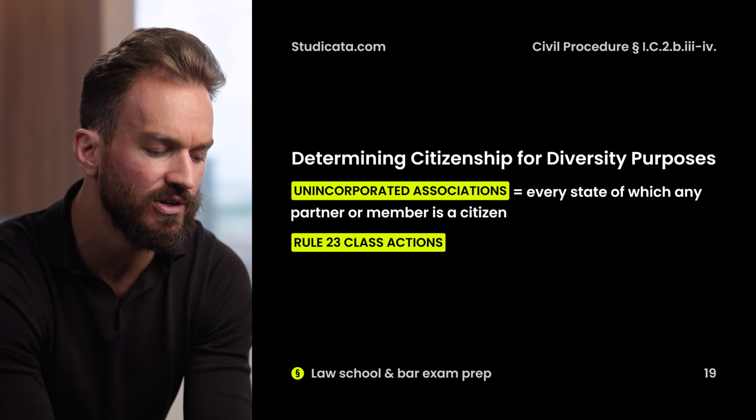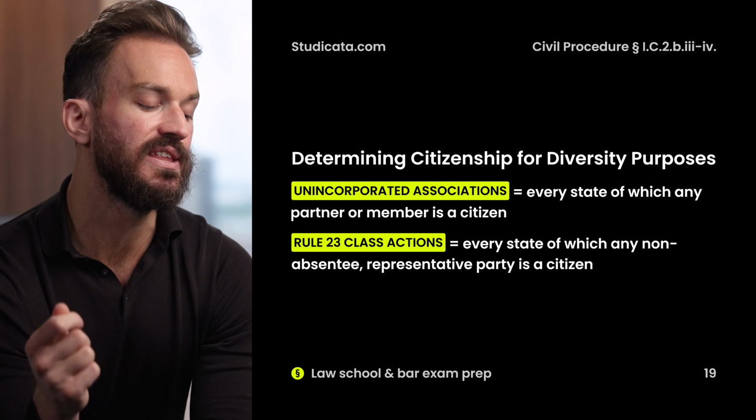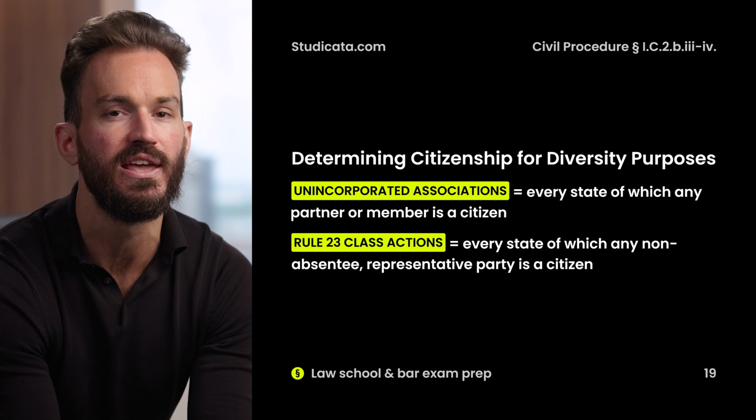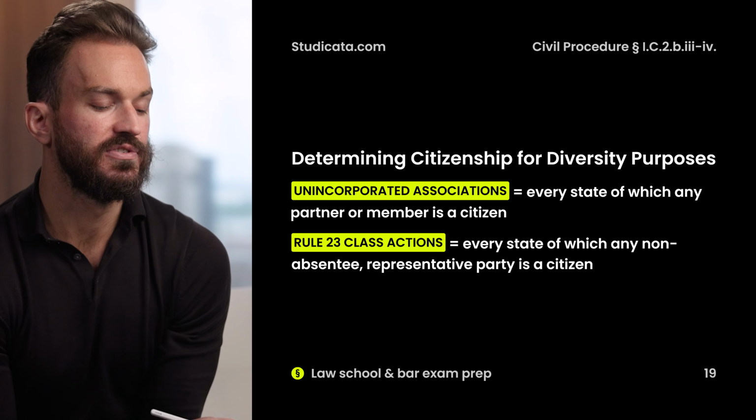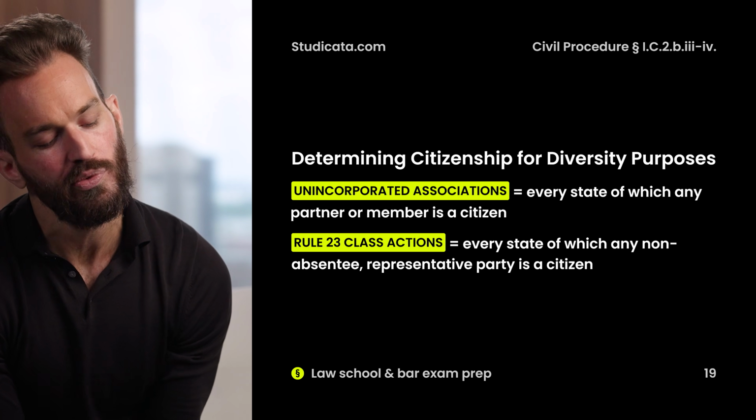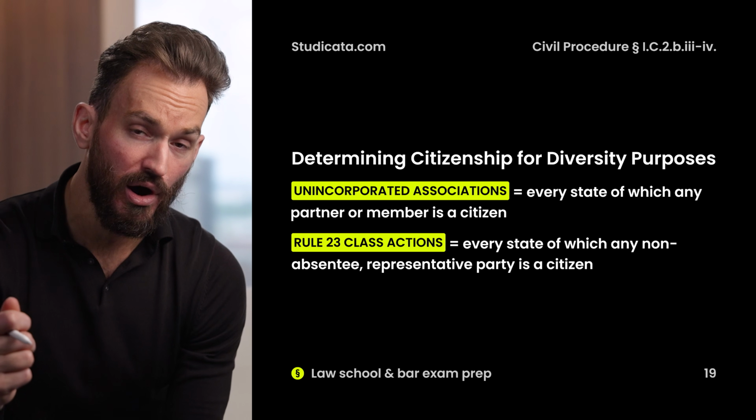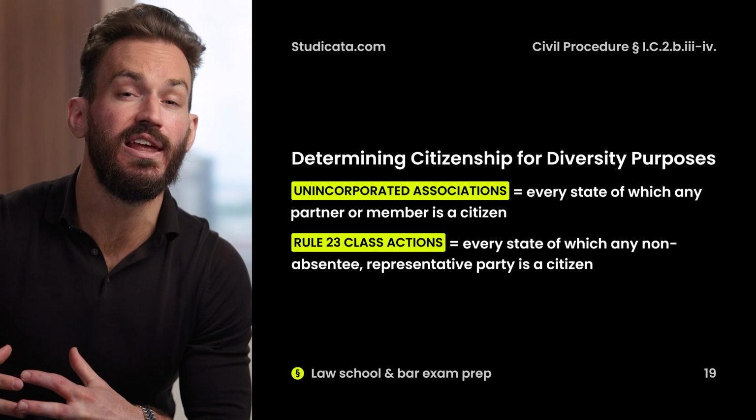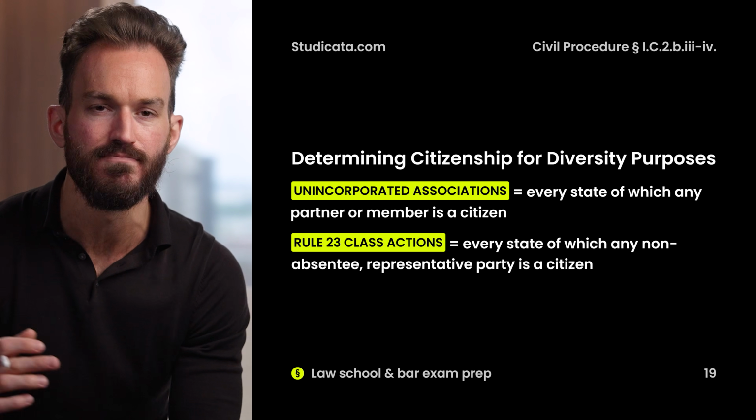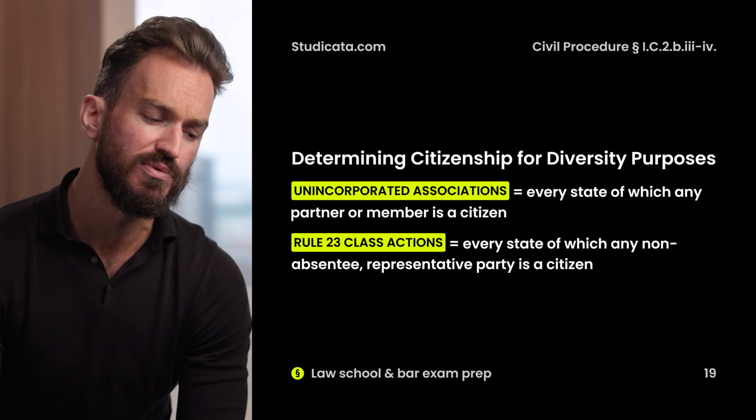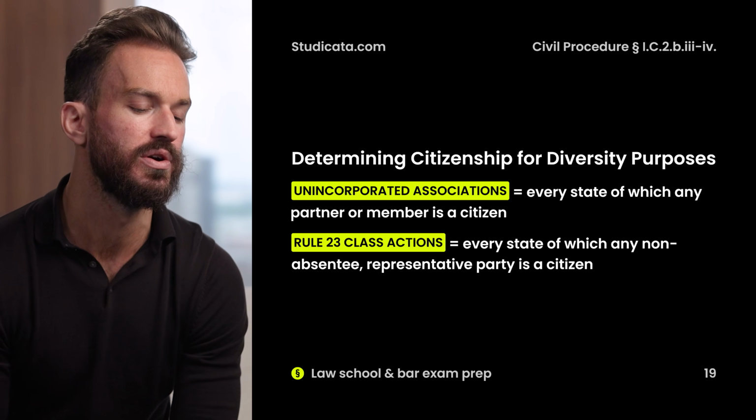Rule 23 class actions are deemed to be a citizen in every state of which any non-absentee representative party is a citizen. Without getting into too much detail on Rule 23 of the Federal Rules of Civil Procedure, it's important to note under Rule 23, when we're thinking about a class action lawsuit, you have representative parties, basically the parties who are representing the class, and everyone else who's not a representative party, we call an absentee member of the class.